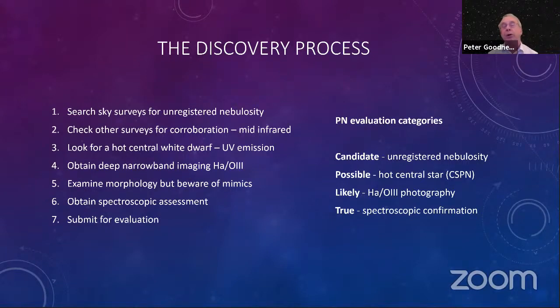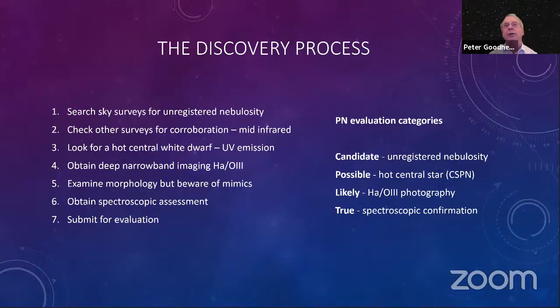Because most of the sky surveys, or the one that most people start with, is just hydrogen alpha. And there's lots of hydrogen alpha nebulosity around, but that doesn't mean that it's a planetary nebula. So you need to look elsewhere. Mid-infrared is a good place to look. And there was a space satellite called WISE, which was up around 2010. It was decommissioned after a while, but it did an infrared survey of the sky.